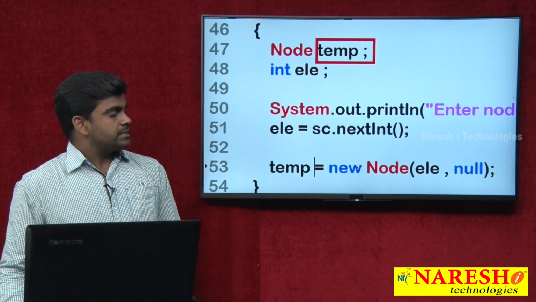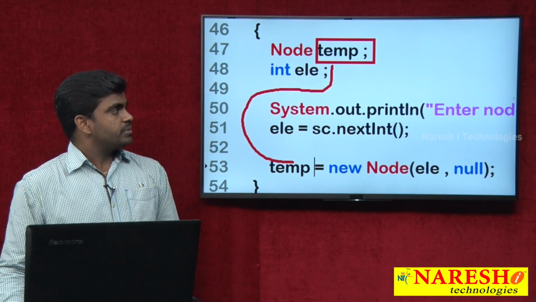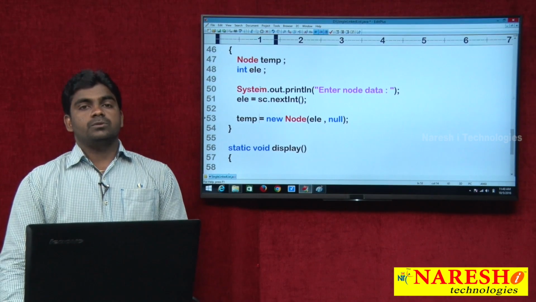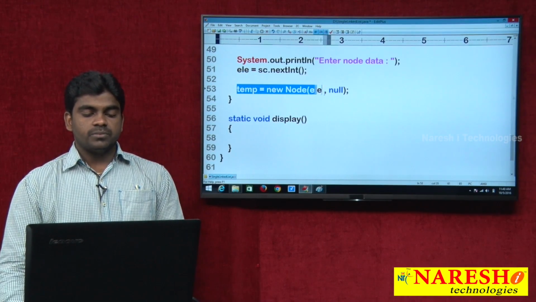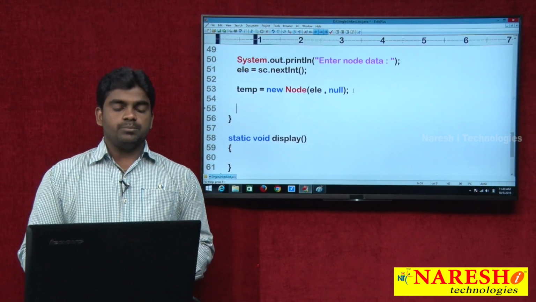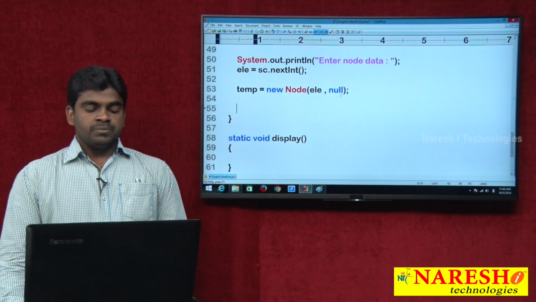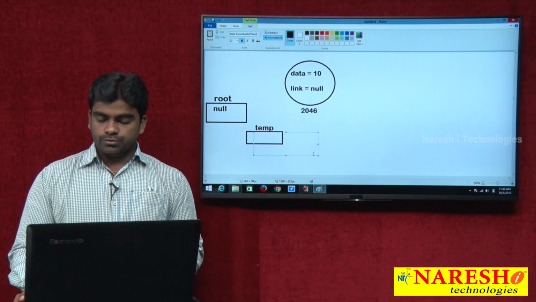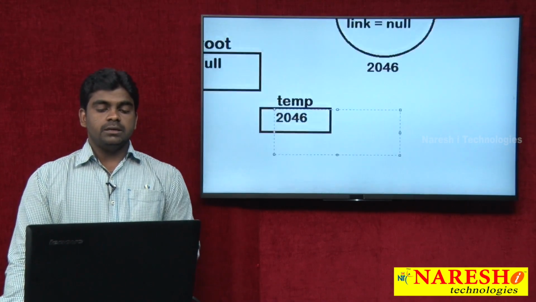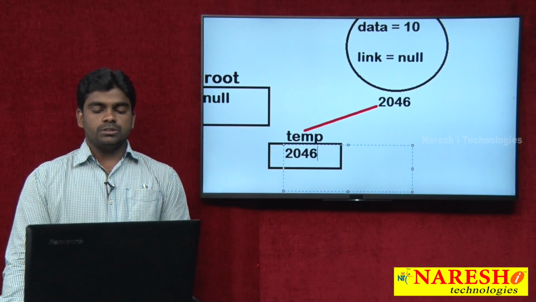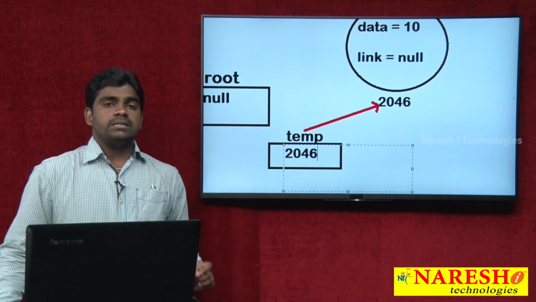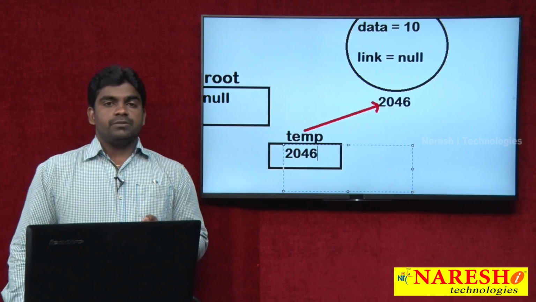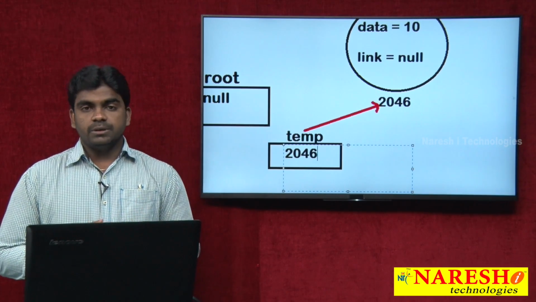So first we need to assign the value to the temp variable, which is pointing to the node. Next, what do we have to do? The node is ready. Now connections are important. Here we need to check: temp value is 2046, so temporarily this temp variable is pointing to this node. Once the method execution has been completed, all the temporary variables, the local variables, will automatically be deleted.